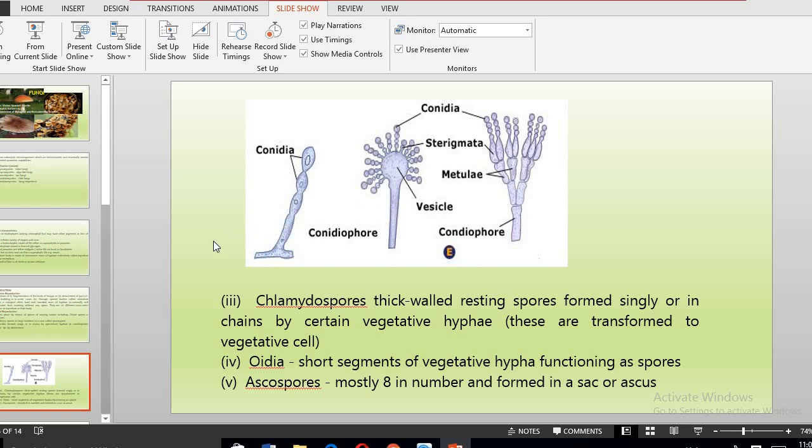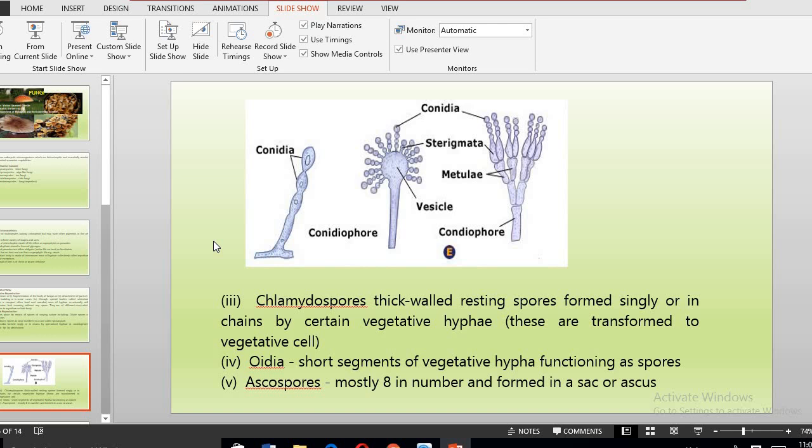Asexual reproduction can also be via chlamydospores. And chlamydospores are thick-walled resting spores which are formed singly or in chains by certain vegetative hyphae. And these are normally transformed back to a vegetative cell. We also have oidia, and oidia are just short segments of a vegetative hypha that are functioning as spores.